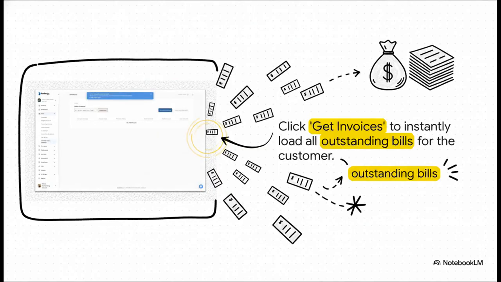And here's where the magic happens. Once that customer is selected, you just click that one button, Get Invoices, and bam! Just like that, NuMetric goes and fetches every single outstanding invoice for that customer and lays them all out for you. No hunting around required.